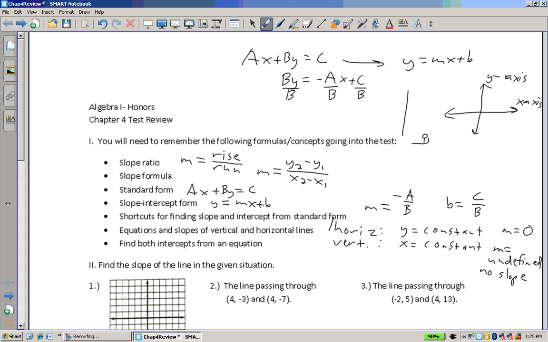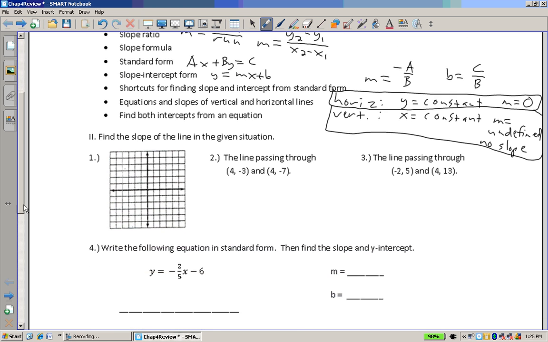So m equals 0, or y equals a constant, for horizontal lines. For a vertical line, x equals some kind of constant, x equals 5, x equals 6, or m equals undefined, or m equals no slope. So you need to know those going into the test.